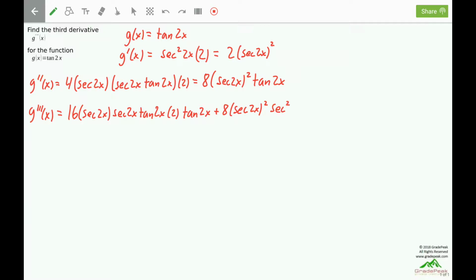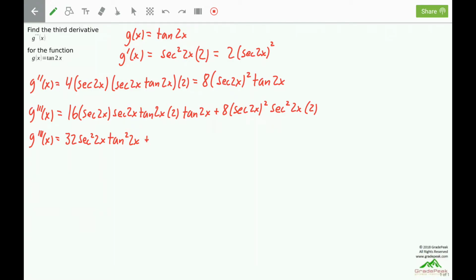The derivative of tangent is secant squared, leave its inside alone, and then multiply by the derivative of the inside to complete the chain rule. So g triple prime of x is our first term. Let's collect any constants. We have a 16 and we have a 2. That will be a 32. We have a secant and another secant. That will be a secant squared of 2x. And we have a tangent and another tangent. That will be tangent squared of 2x.